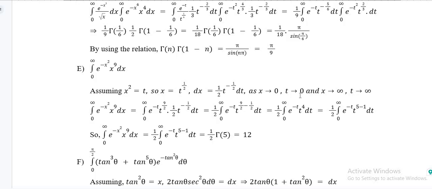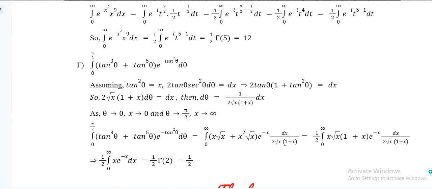When x tends to 0, t tends to 0. And obviously when x tends to infinity, t also tends to infinity. The limit will be unchanged. Put all the values over there, and after simplification it simply gives us half into e to the power minus t, t to the power 4 dt. So it's in a generalized form of a gamma function. The gamma function shows e to the power minus t, t to the power n minus 1. So n minus 1 is 5 minus 1, so obviously this will be gamma of 5, and you have one half over there, half into gamma of 5. Simplify this one, and you will get the result for this integral.